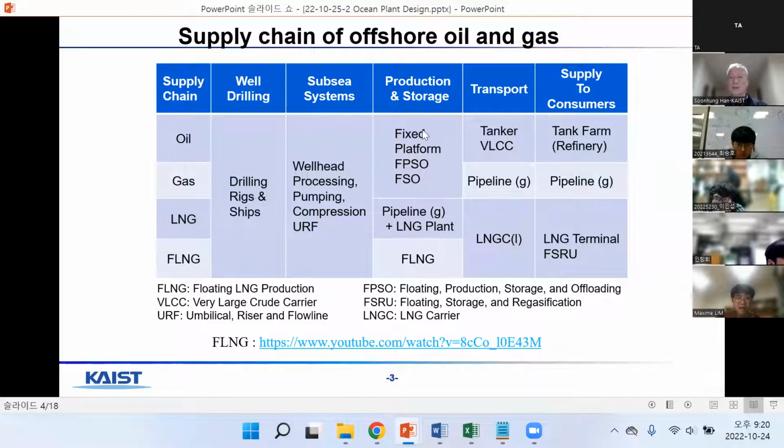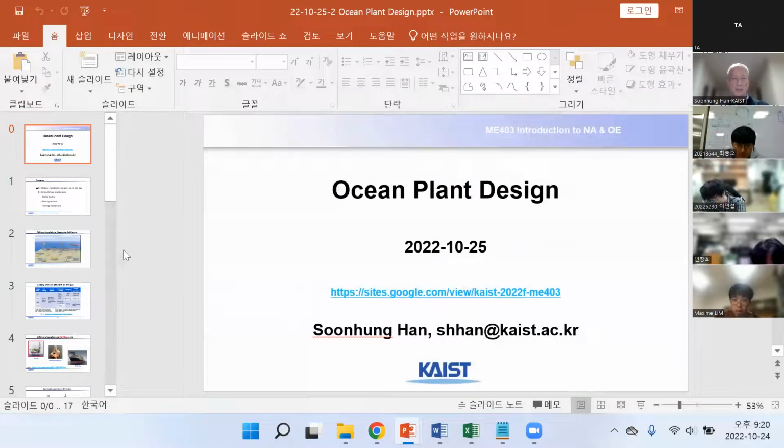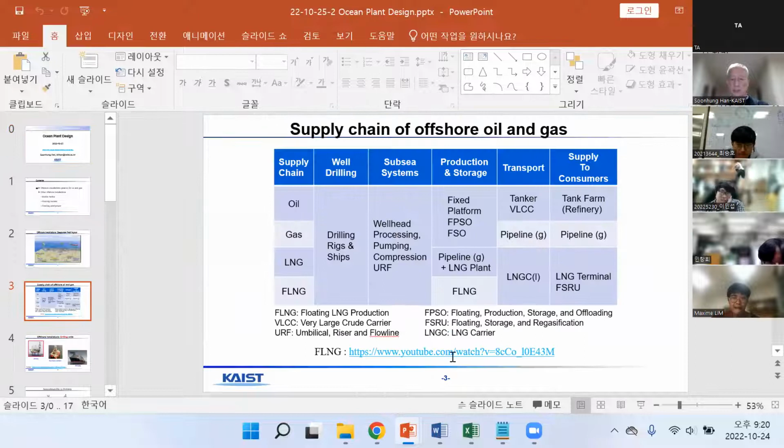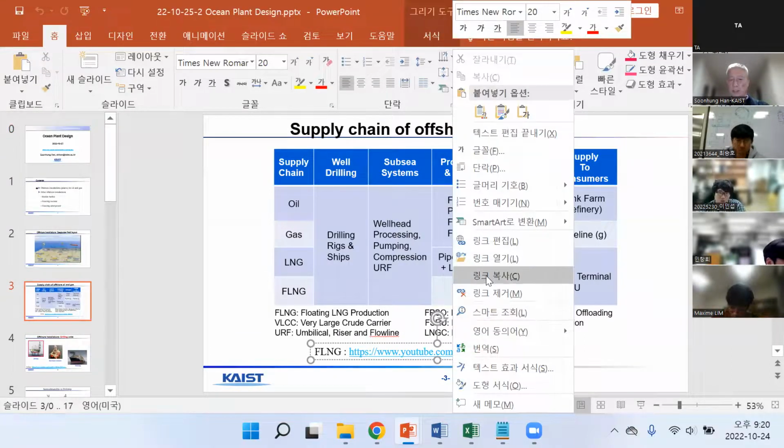And for production storage, there is a fixed platform or floating one. And sometimes it is pipeline and floating LNG system, and oil is transported by tanker, or sometimes we use pipeline or LNG carrier. And at the left side, there is another type. There is a short name for this. Let me show you one video for this. FLNG.